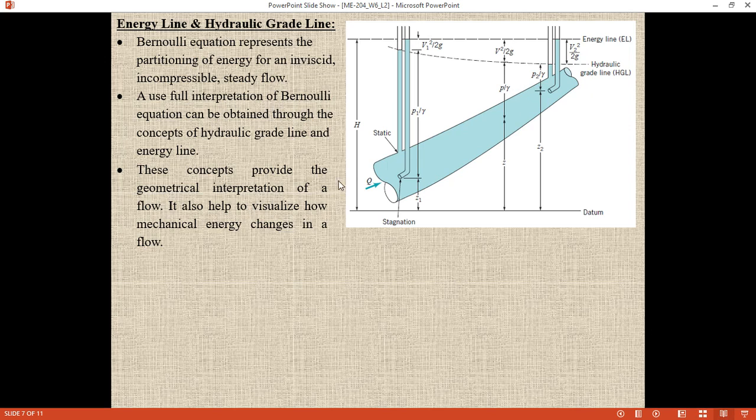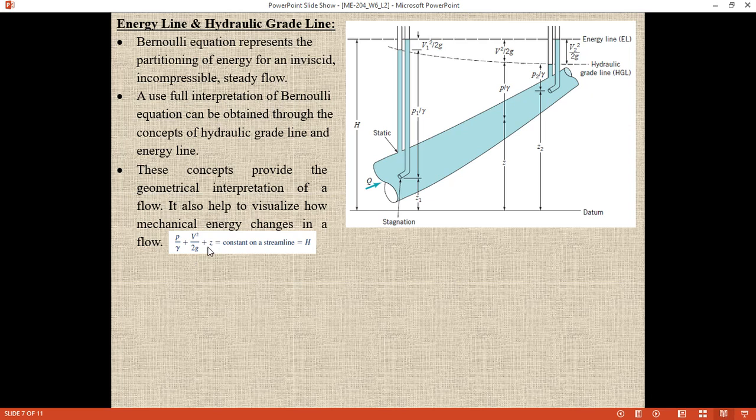So how we interpret, how we understand and how we build these lines, I will explain to you later. So here this is the Bernoulli equation. The Bernoulli equation is basically the component of three different heads. This is the static pressure head, this is the dynamic head, and this is the hydraulic head or potential head, we say.